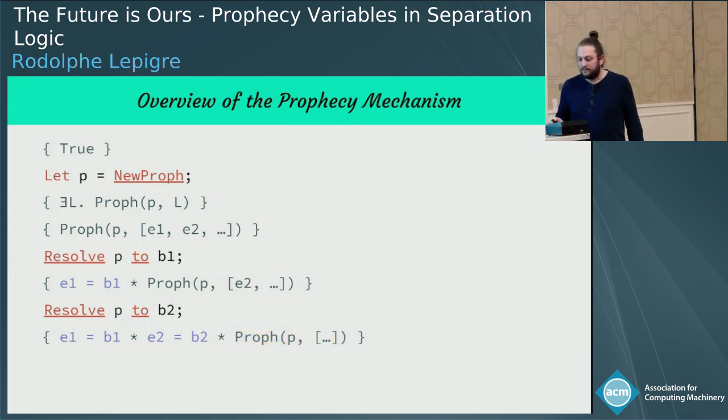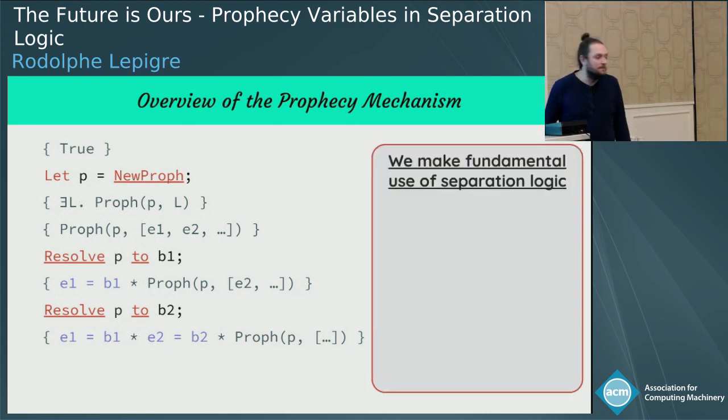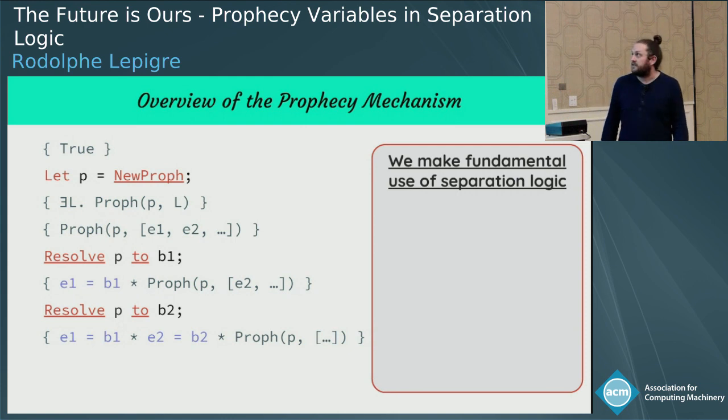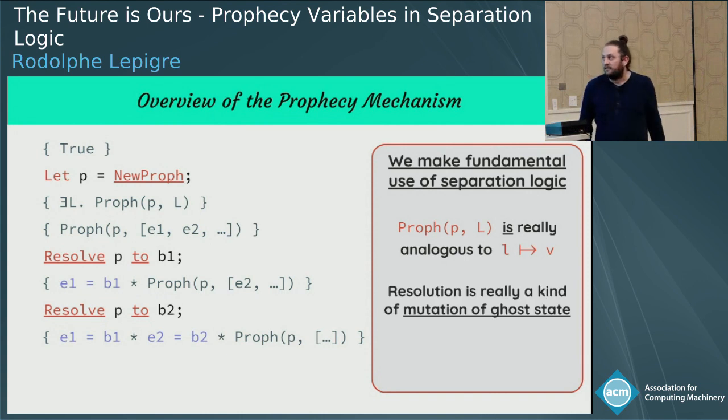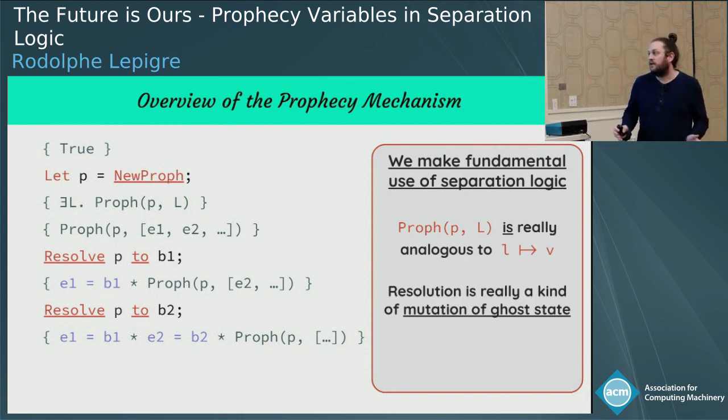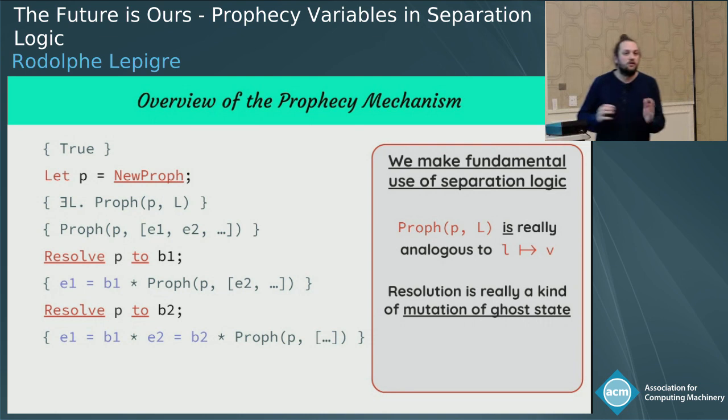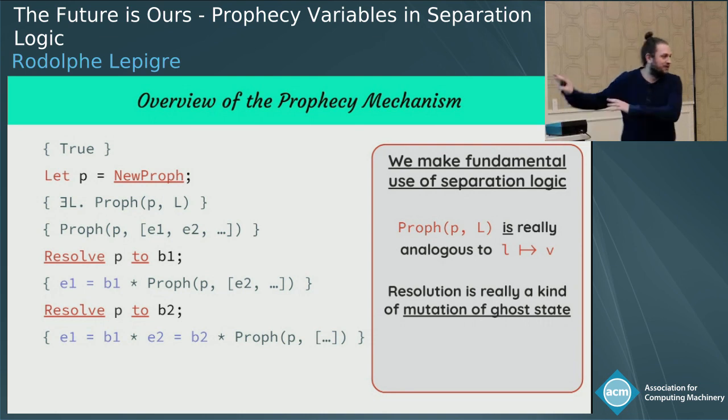Okay. So the manipulation of prophecy variables that I've just shown you actually makes essential use of separation logic. And actually, the prophecy assertion is really similar to the points-to assertion of separation logic. And following that analogy, when you resolve, what you actually do is a kind of mutation of ghost state, for people that know what I'm talking about.